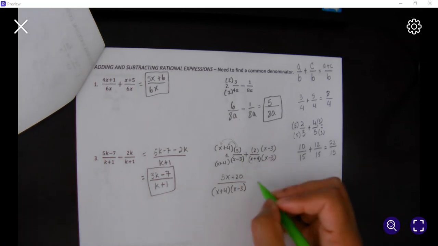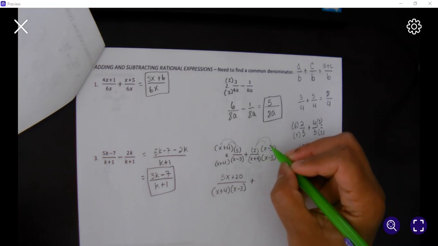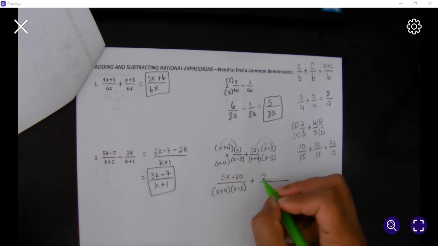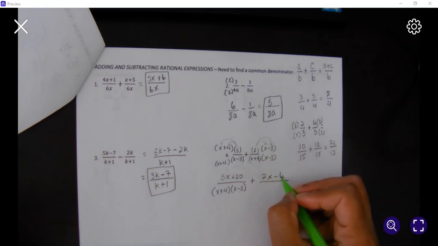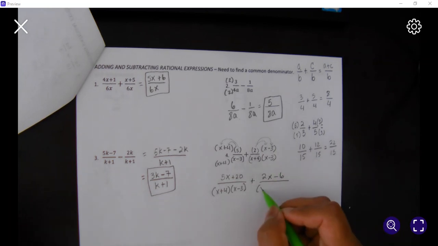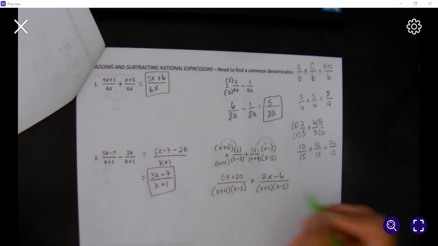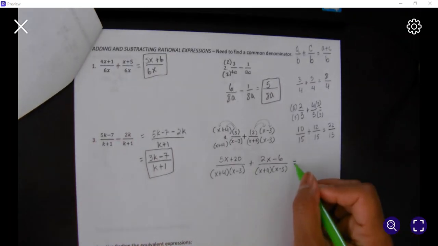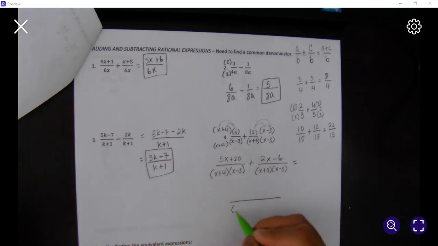Okay, bring down the plus sign, and then same thing here, I'm going to distribute. So you have 2 times x, which is 2x, and then 2 times negative 3, which is negative 6, and then bring over the common denominator. Okay, again, I'm leaving it in factored form. And now that I have the same denominator, I can go ahead and add my numerator. So I'm going to just bring down the common denominator here.